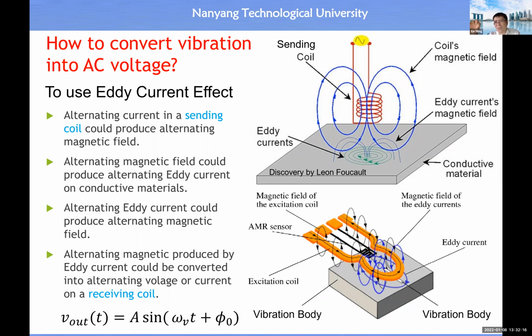Then this time function has a frequency. Then that frequency is omega V. You get it? Try not to confuse the frequency of AC voltage and the frequency of a vibration, because we just need to know the amplitude or the displacement of this vibration.